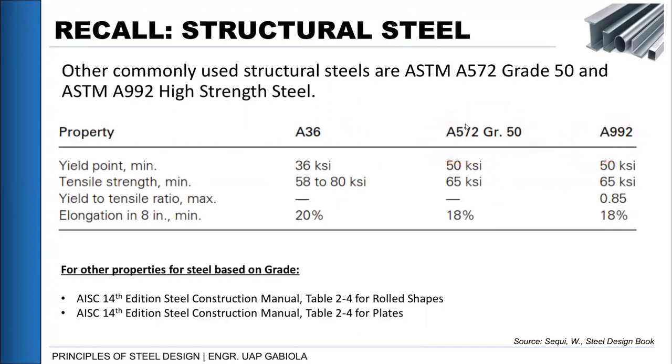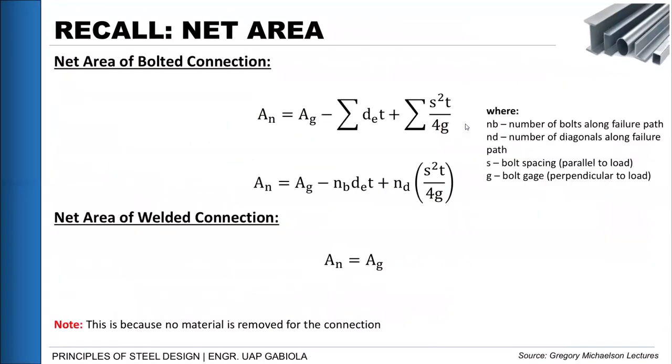For other properties of steel based on a different type of steel or grade, we can refer to this section. So for rolled shapes, we can refer to Table 2-4 of the AISC 14th edition. And if it is a plate, there should be Table 2-5. Okay, so 2-5 is for the properties of plates.